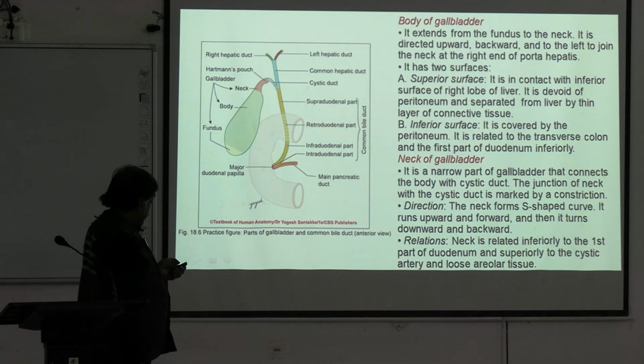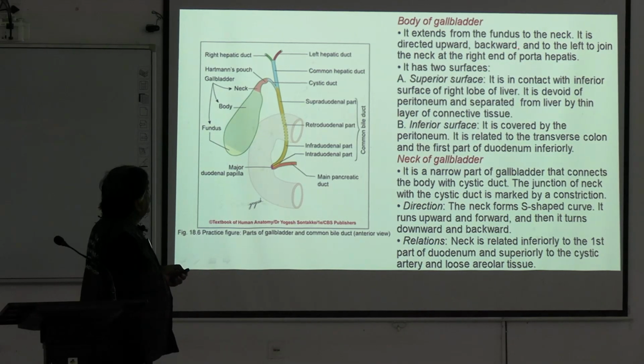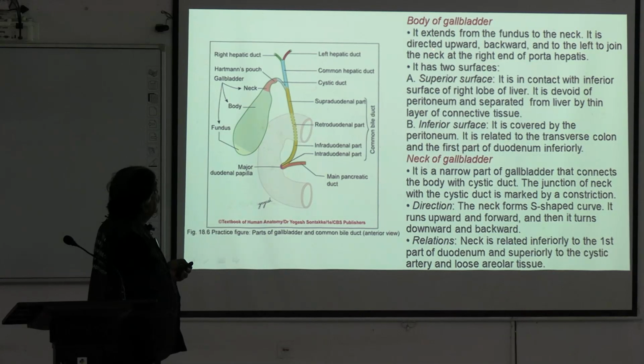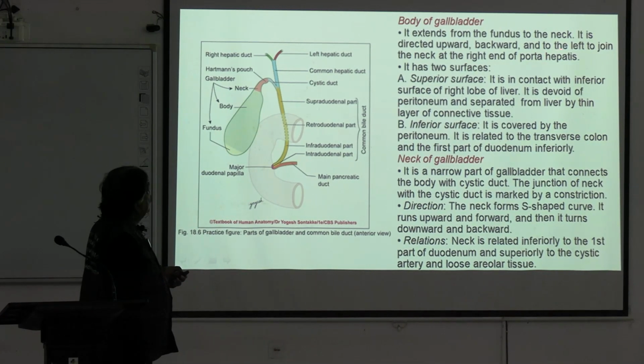Now, the body of the gallbladder extends from the fundus to the neck. It is directed upwards, backwards, and to the left to join the neck at the right end of the porta hepatis. It has two surfaces, a superior surface and an inferior surface. The superior surface is in contact with the inferior surface of the right lobe of the liver. It is devoid of peritoneum and separated from the liver by a thin layer of connective tissue. The inferior surface is covered by peritoneum. It is related to the transverse colon and the first part of the duodenum inferiorly.